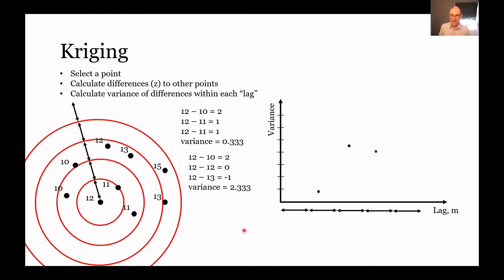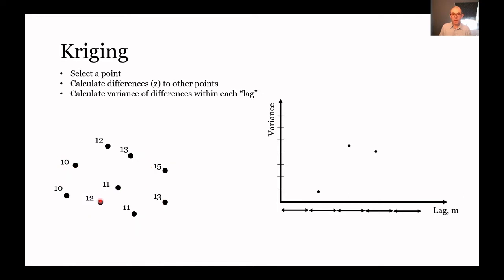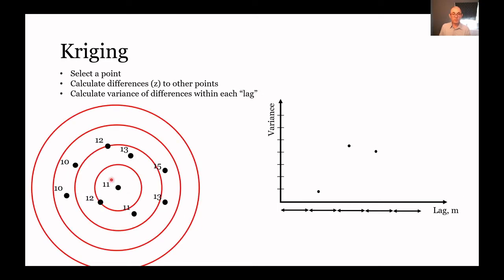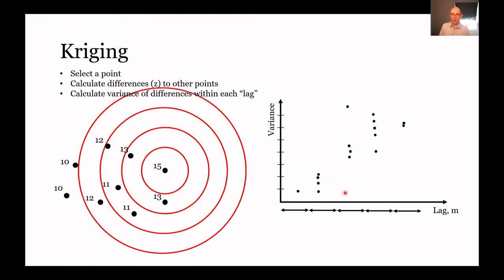And then lag by lag, we calculate the variance, we gather in all the data points and look up the variance within those, and then plot it on this semi-variogram. So for each lag, what's the variance around that point to begin with. And then once we've done that, we move on to the next point and repeat. We do exactly the same thing. We look at the lags, calculate the variance within each lag, and then we plot those onto our semi-variogram.